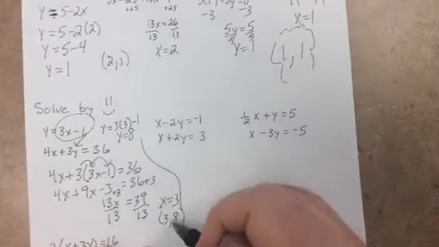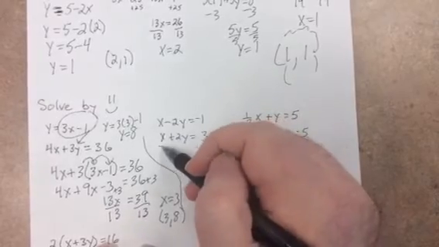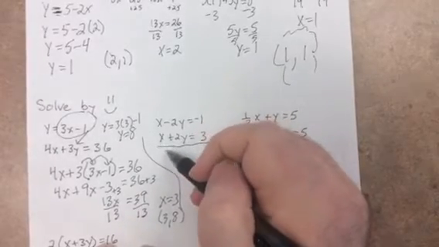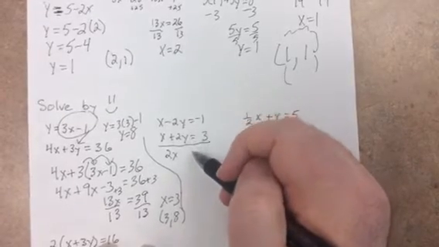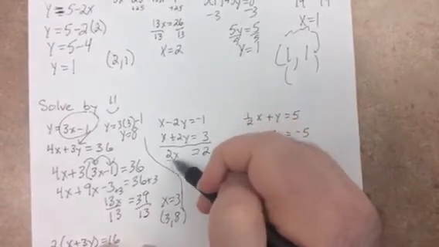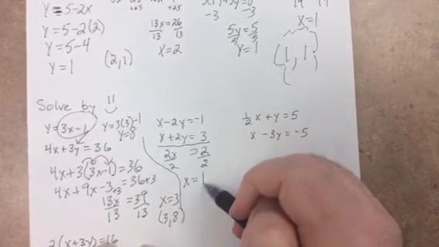Now, let's try this one. I would do the addition method. Look, they're already opposite. Oh, my goodness, it's almost done for you. So add x and x is 2x, minus 2y plus 2y is 0. How lucky. So divide by 2, x equals 1.